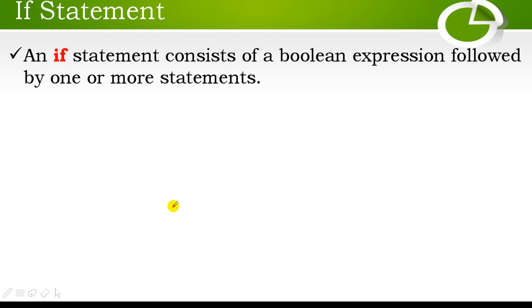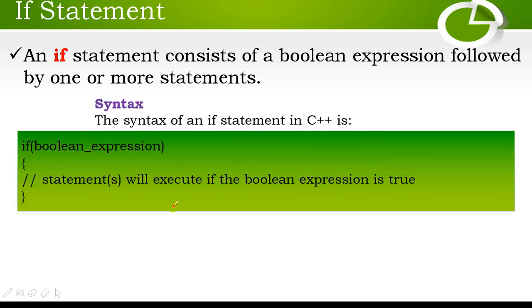An if statement consists of a Boolean expression followed by one or more statements. So what is the syntax? How do we write an if statement in C++? The keyword is if. You open a bracket, and you put the Boolean expression in the bracket, and then you close it. Then you open a curly bracket and put the statement that you want to be executed if this condition is true. Then you close the curly bracket.